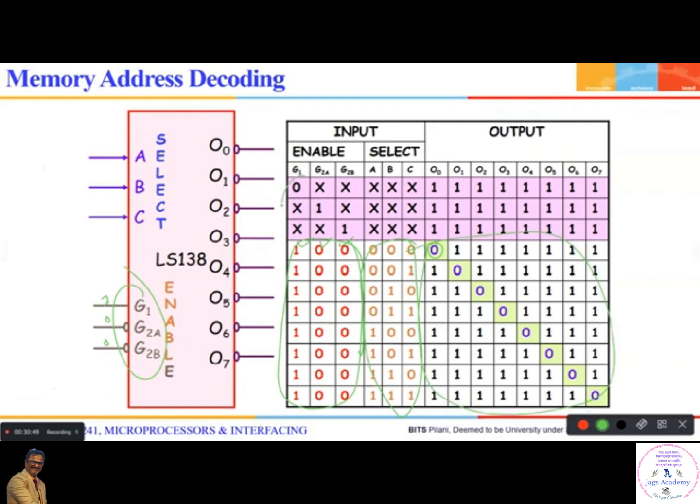When these are something other than this combination, can you tell me what the output is? Irrespective of whatever input you give, all outputs are going to be always high. Have you understood this?